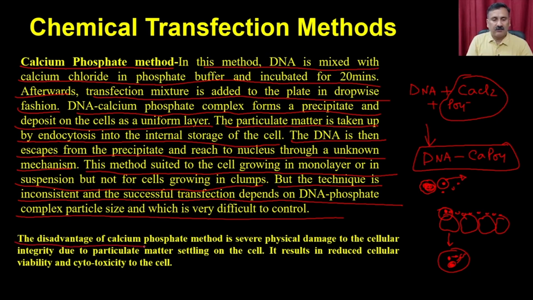So the disadvantage of the calcium phosphate method is the severe physical damage to the cellular integrity due to the particulate matter settling onto the cell. It results in reduced cellular viability and cytotoxicity to the cell. So one of the major disadvantages of the calcium phosphate method is that it is going to give you very low recovery, because if you are very good and you are controlling the events in such a way that you make the particle size very small, then it is going to work. If it doesn't, then the particle sizes are going to be very big.